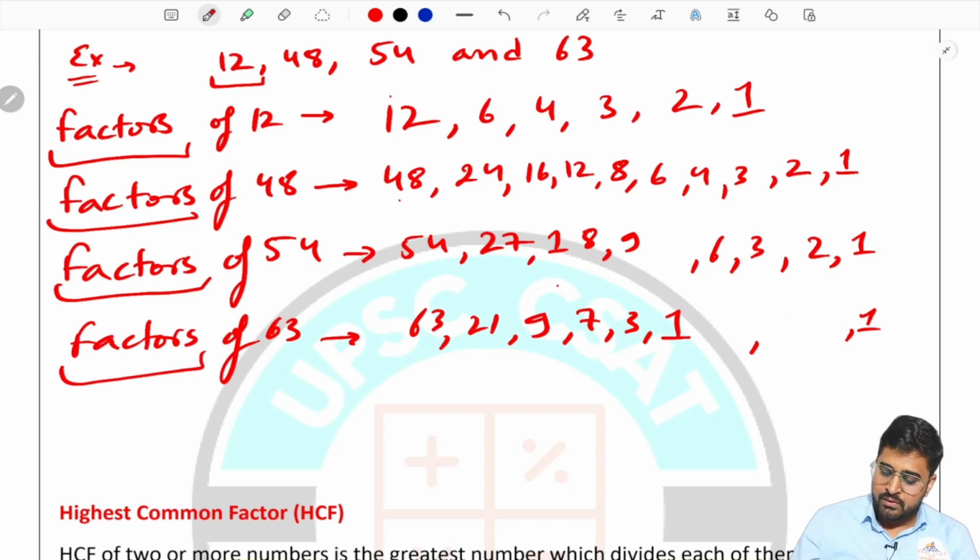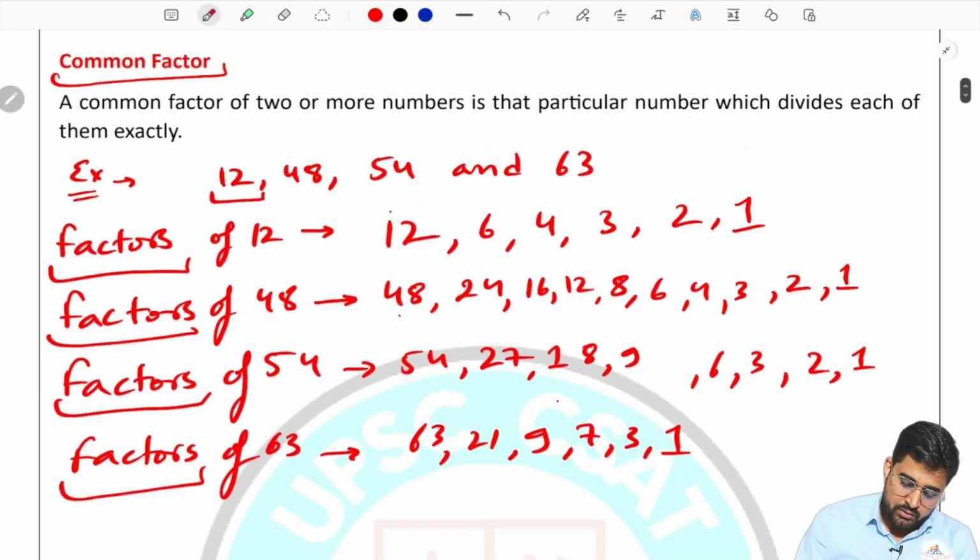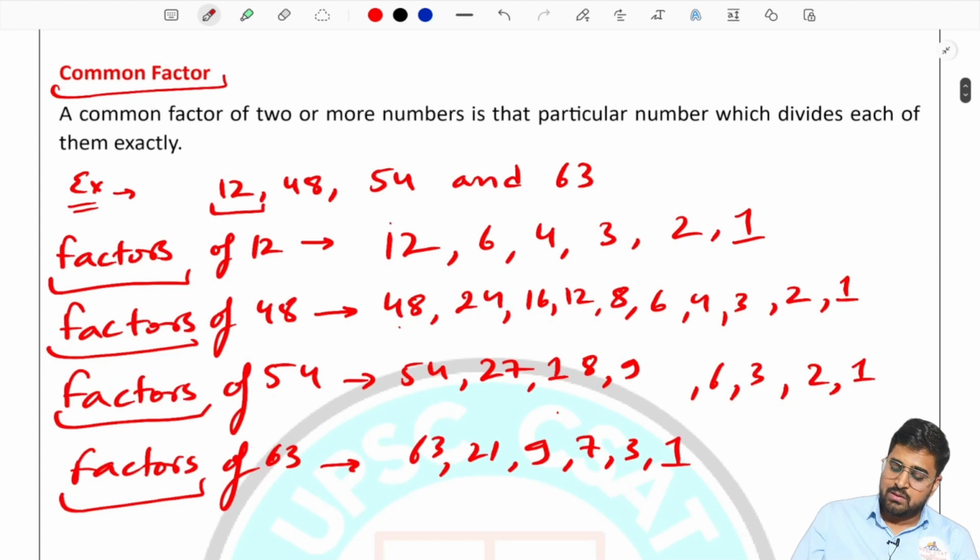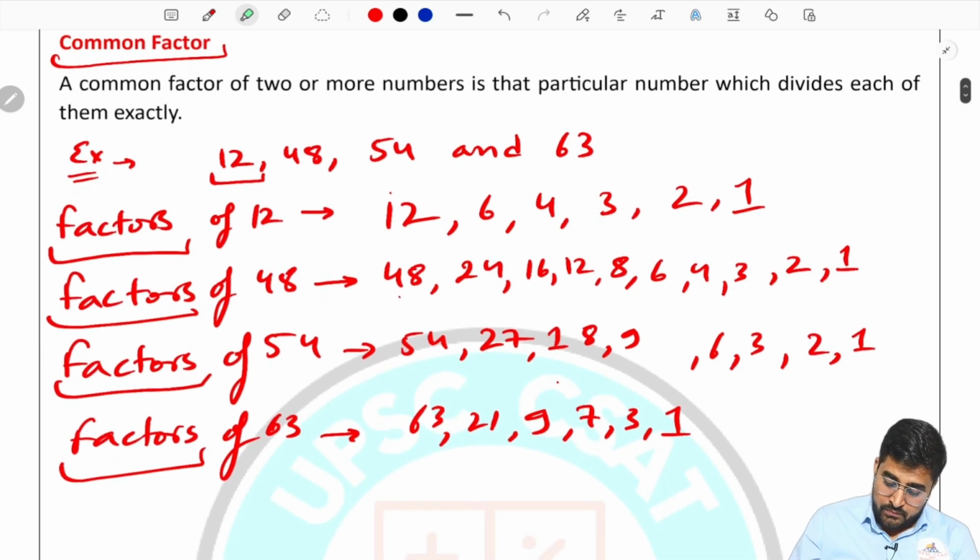Is there any kind of difficulty? I don't think so. Now we want to find out the common factor. Common factors are those factors which are repeated in all of them. Now let us find out. We have 12 here, we have 12 here, we don't have 12 here. So 12 is not a common factor. We have 6 here, 6 here, 6 here, but we don't have 6 here. So 6 is also not a common factor. 4 is there, 4 is there, 4 is not here. 4 is not common.